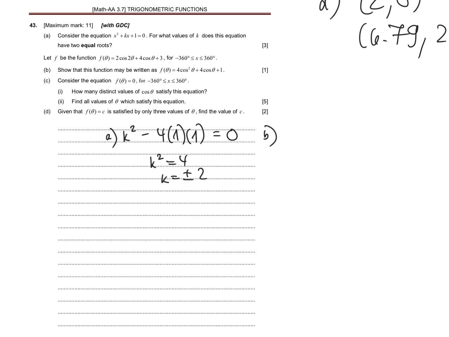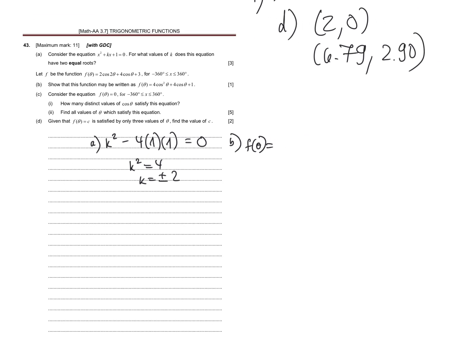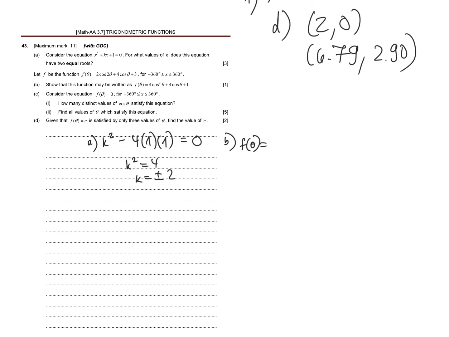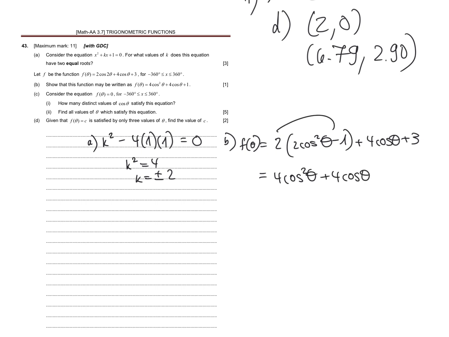Show this function can be written like that. Okay. So f of theta. So we want cosine squared. So we're going to turn 2, and then that's 2 cosine squared theta minus 1 plus 4 cosine theta plus 3. So 4 cosine squared theta plus 4 cosine theta, and then we've got the minus 2 plus 3, which is plus 1.